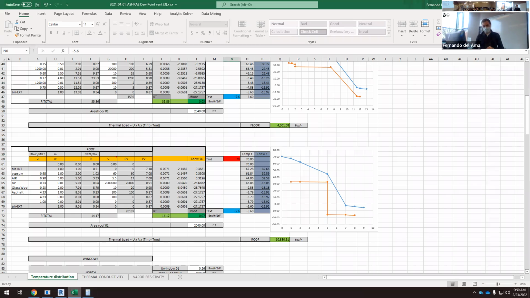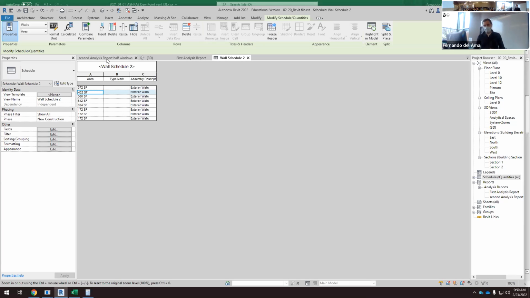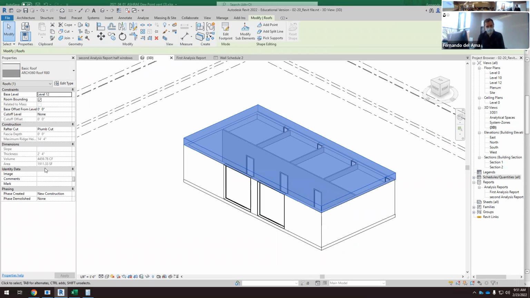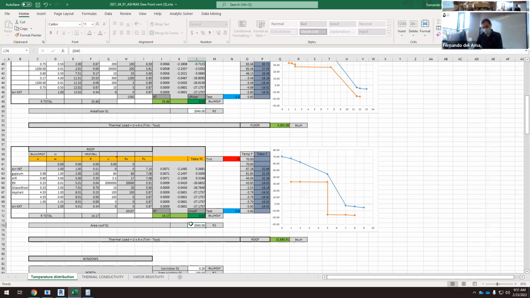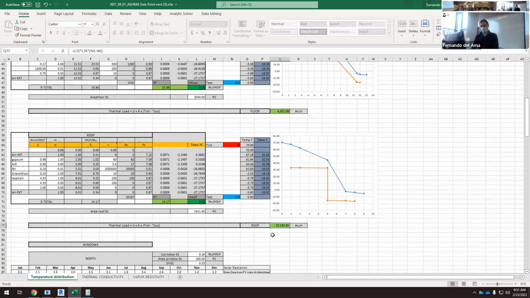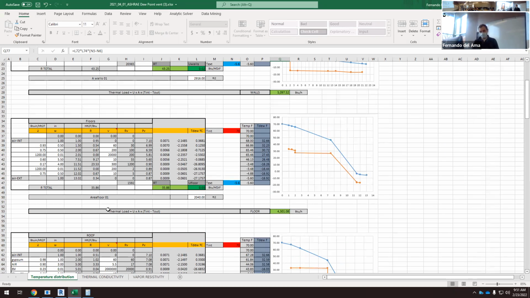And what about the roof area? The roof area is easier because on the 3D model, we just have to select the roof, and the roof is 1911. So it's 1911. So that's the square footage. And here we have the thermal loads through the roof.